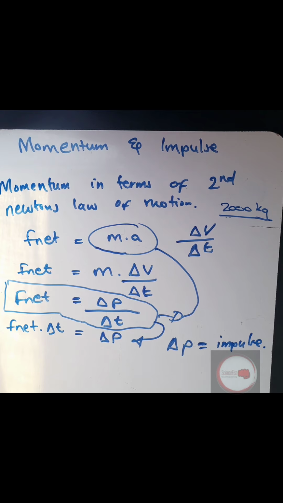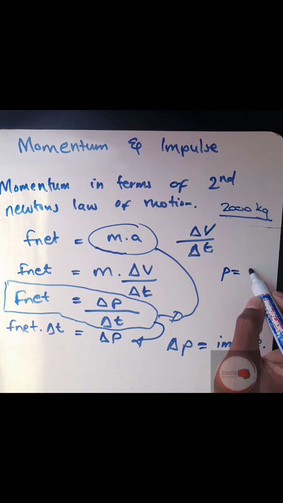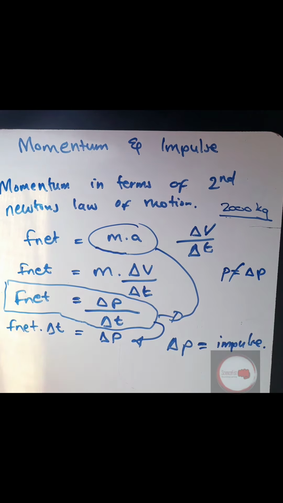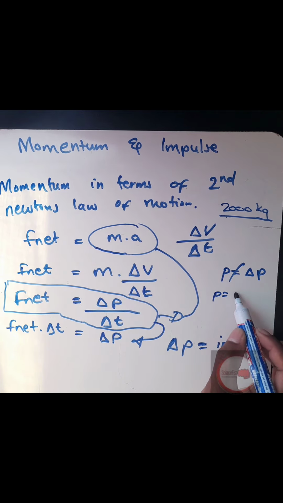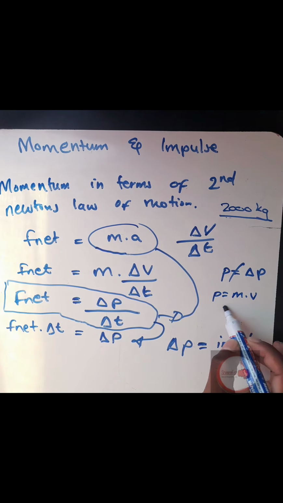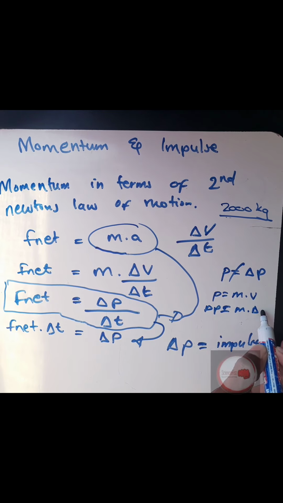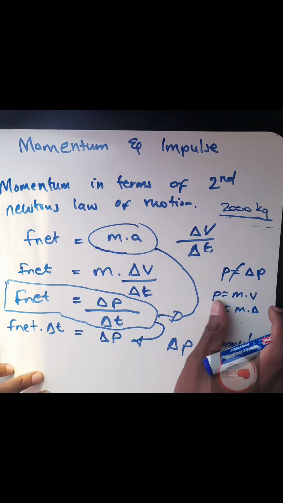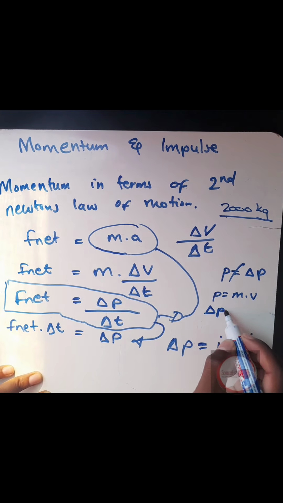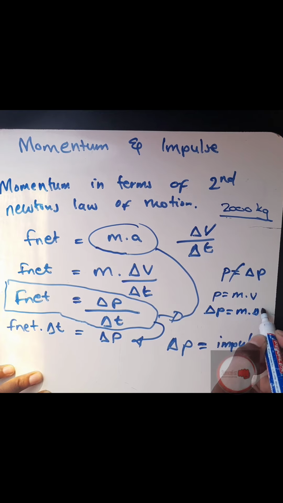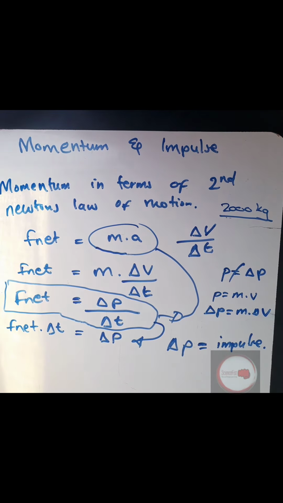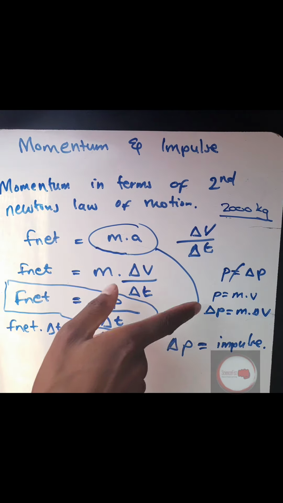Okay, so let's get things right here. Delta p is not the same as p. p is momentum, delta p is change in momentum. These two are not the same. Don't confuse the two, because p is equal to m times v, and delta p is equal to m times delta v. These two are not the same, guys. I repeat, they are not the same. Don't mess up in your exams and try to bring these two together.